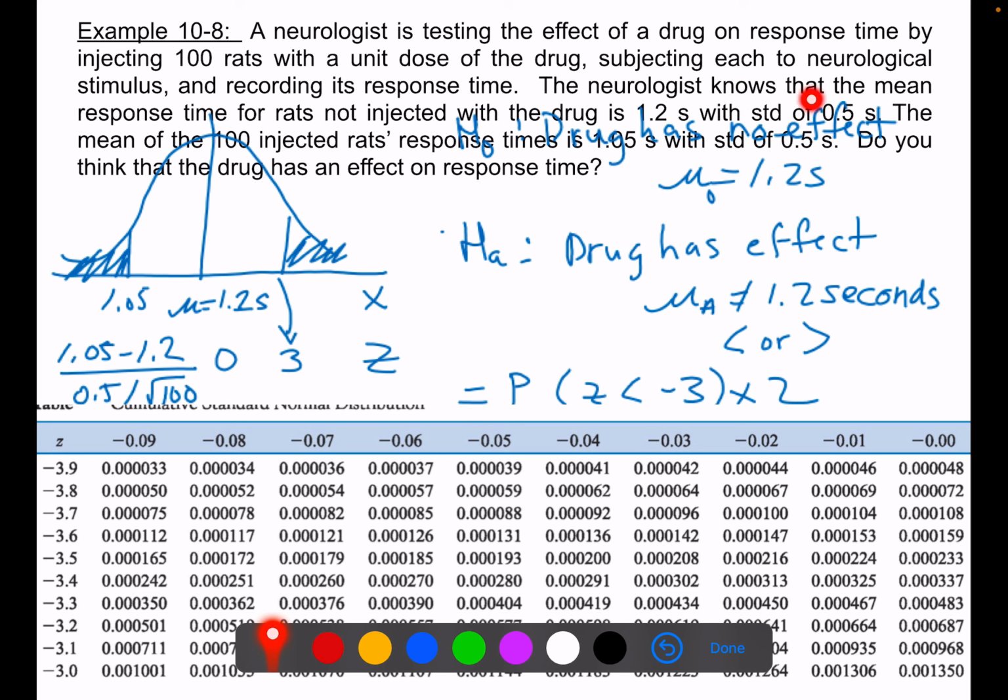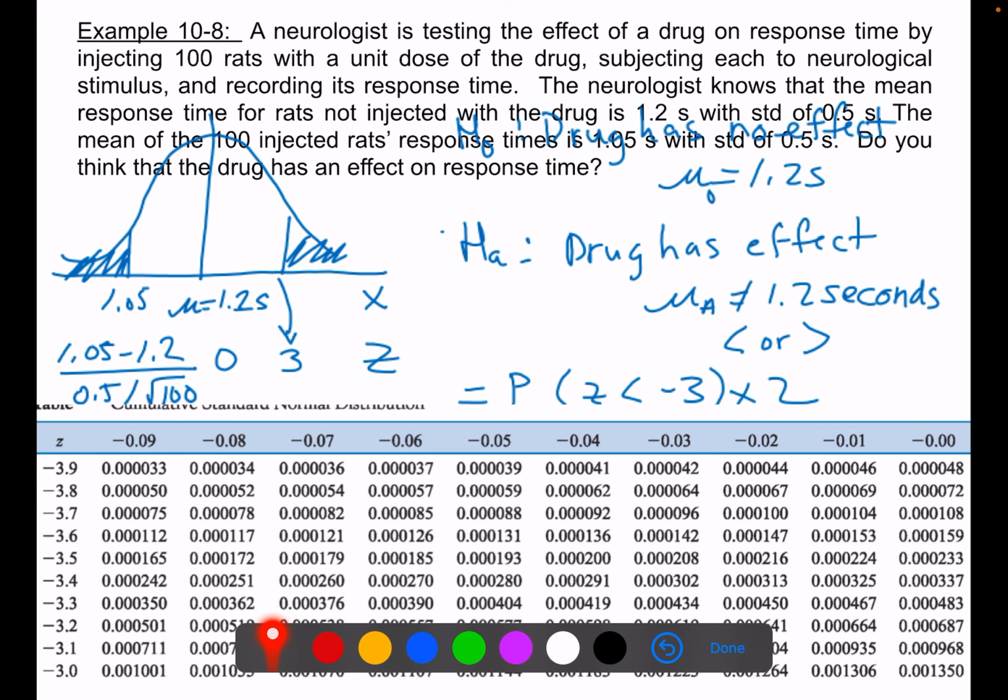The neurologist knows that the mean response time for rats not injected with the drug is 1.2 seconds, with a standard deviation of 0.5. The mean of 100 injected rats is 1.05, right? So X bar is 1.05 with the same standard deviation, 0.5. Do you think the drug has an effect on the response time, right?